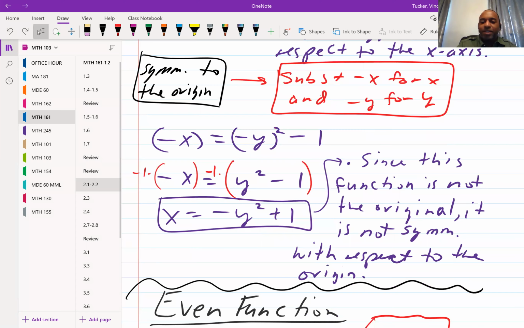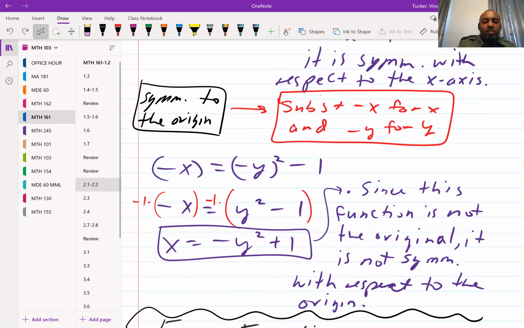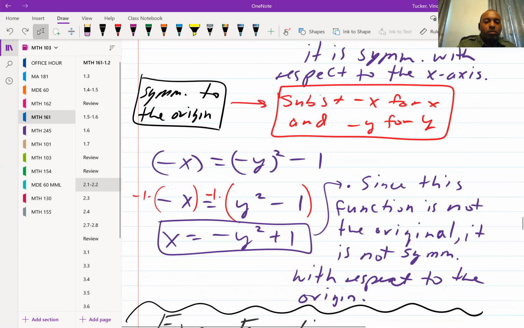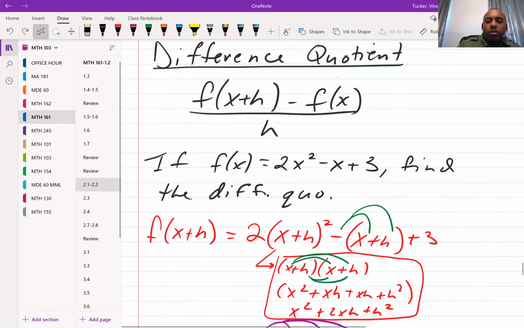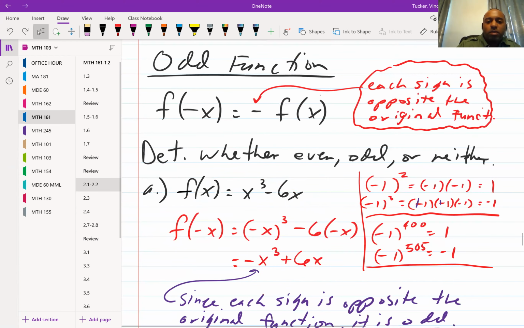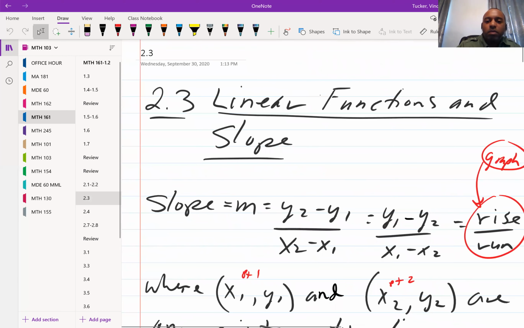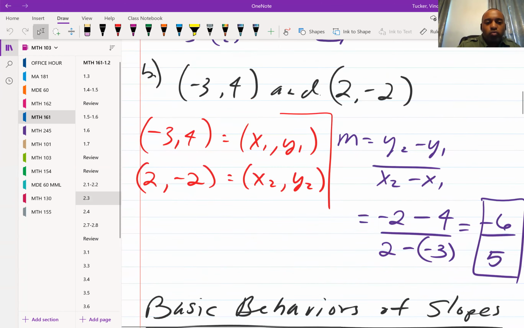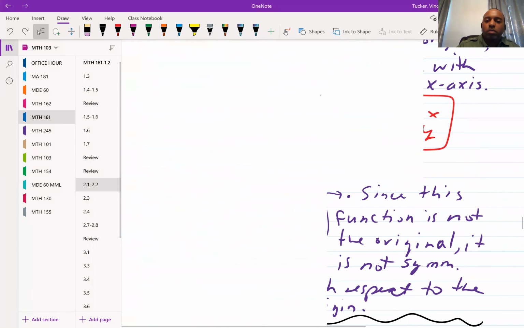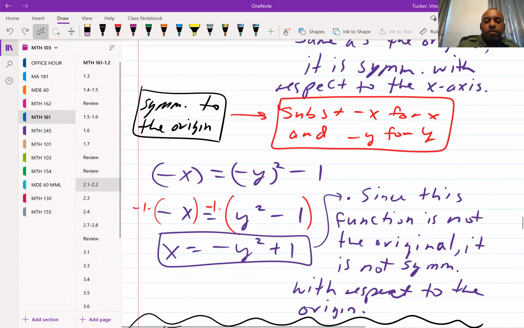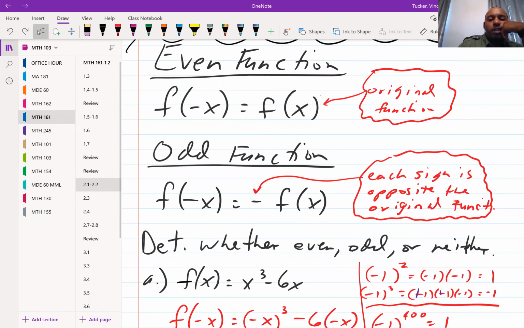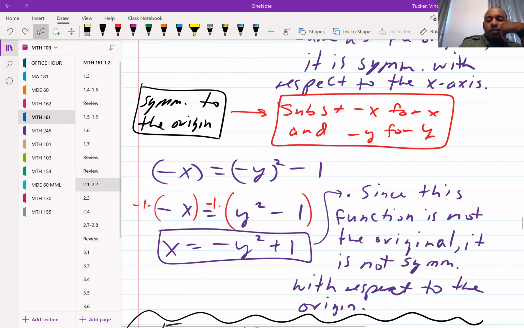Any questions? What do I want to say? Even functions. We can pause right here. This would be a good place to stop. We'll pick up with even and odd functions next class.